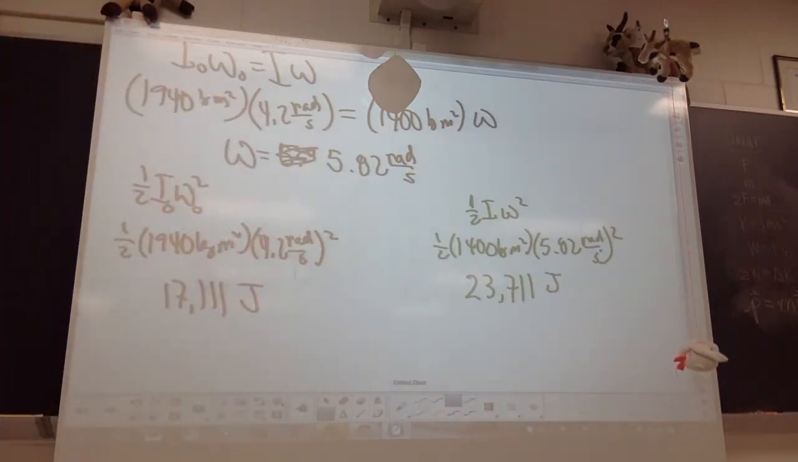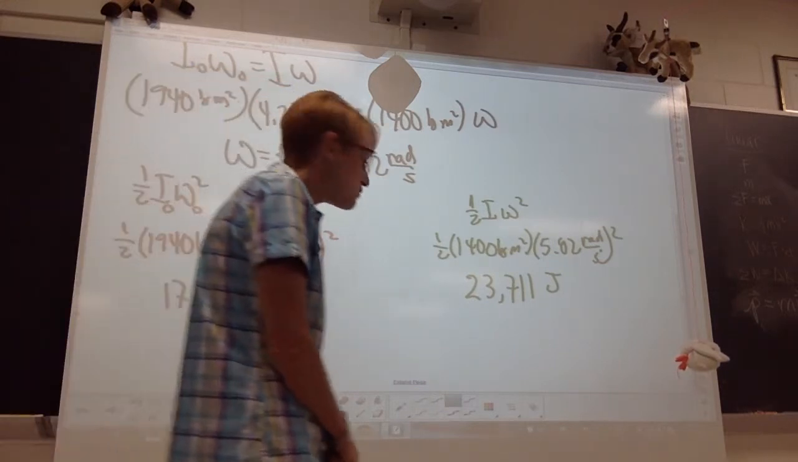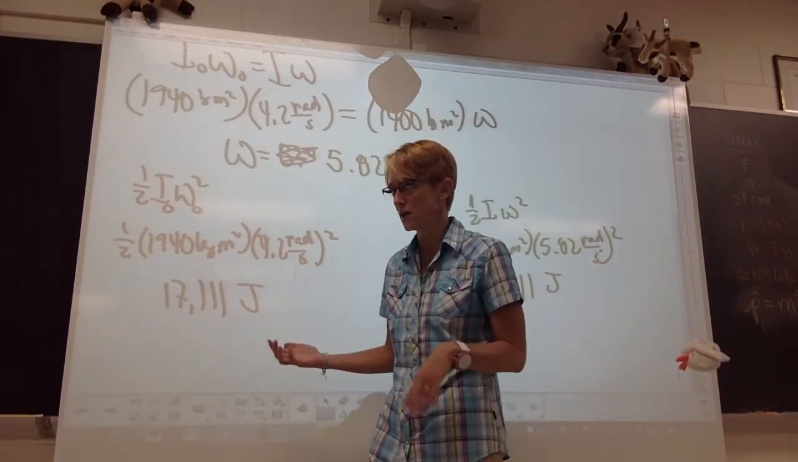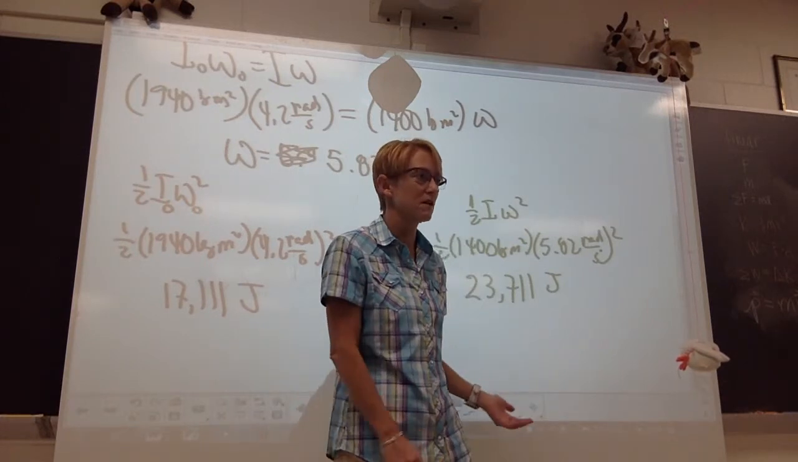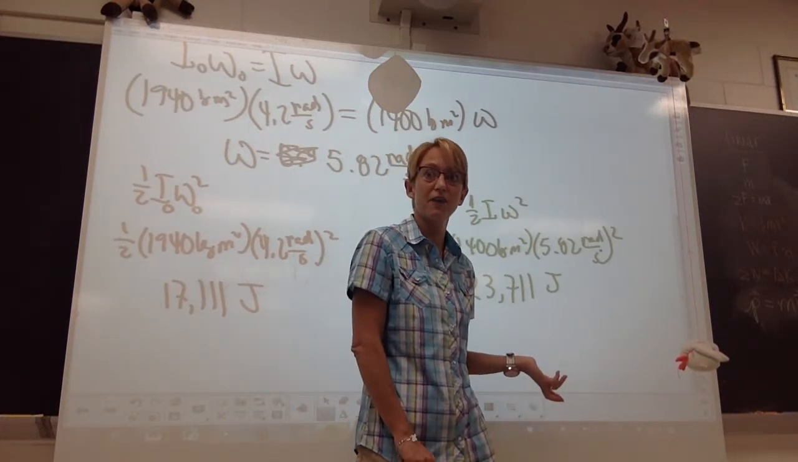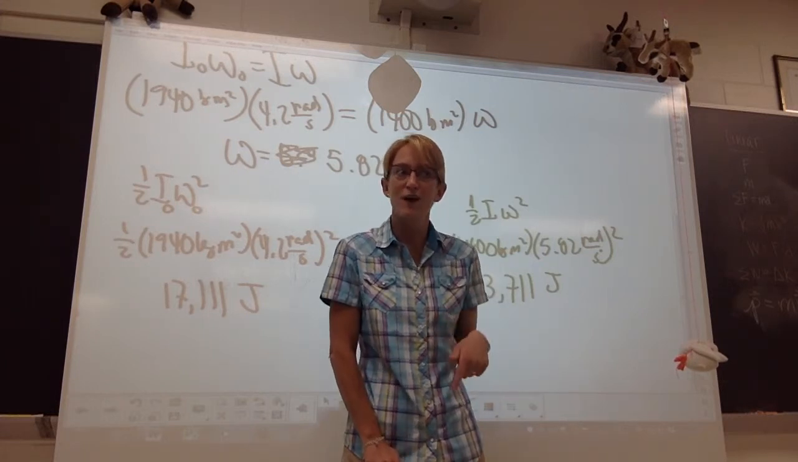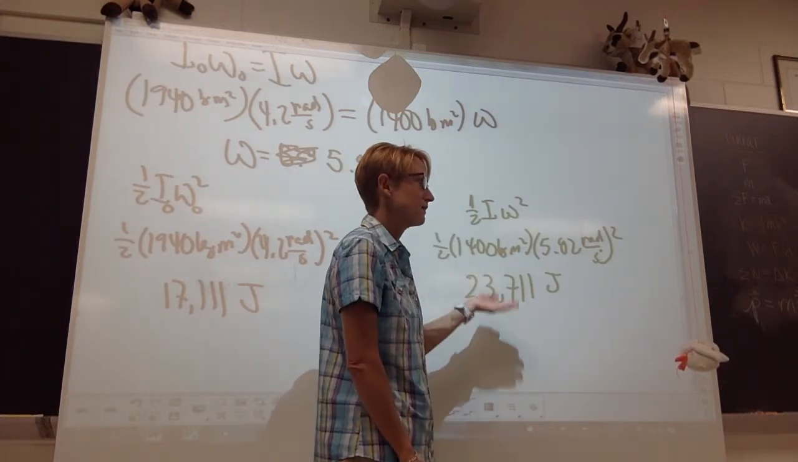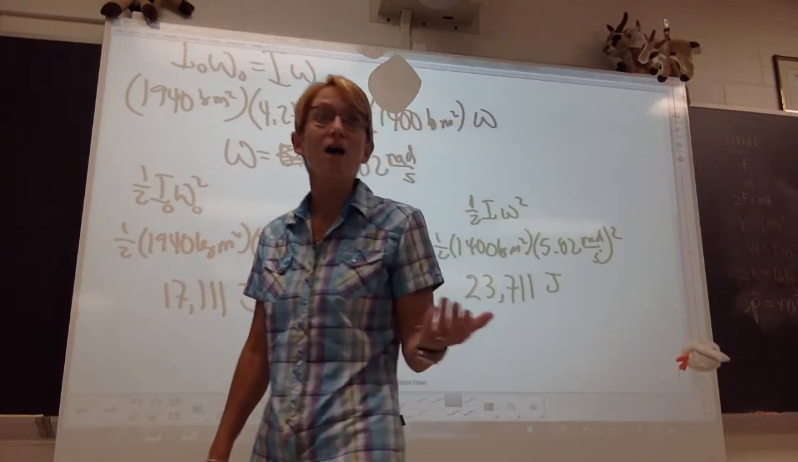Does that make anybody want to furrow their brow and go, huh? We started with 17,111 joules of rotational kinetic energy. We end with considerably more. That should make us all go, what? That seems weird, doesn't it? You don't usually end up with more energy than what you started. Are you allowed to end up with more energy than you started? No, because there's a little law called the conservation of energy. So, how did that happen? We didn't do anything wrong.